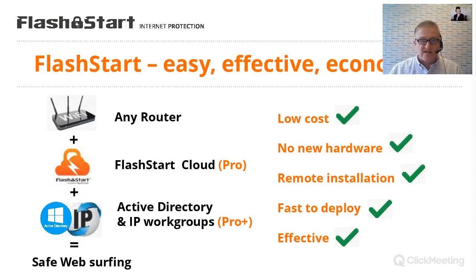The Flashstart offer, as I summarized, is about taking any router and plugging it into our cloud with the Pro, which is the filtering option that provides an excellent level of filtering and multi-tenancy, and the Pro Plus, which adds the possibility of more granular filtering. We have a separate session on that, where we'll talk more about Active Directory and IP workgroups. Together, it's about safe surfing: easy, effective, economic.